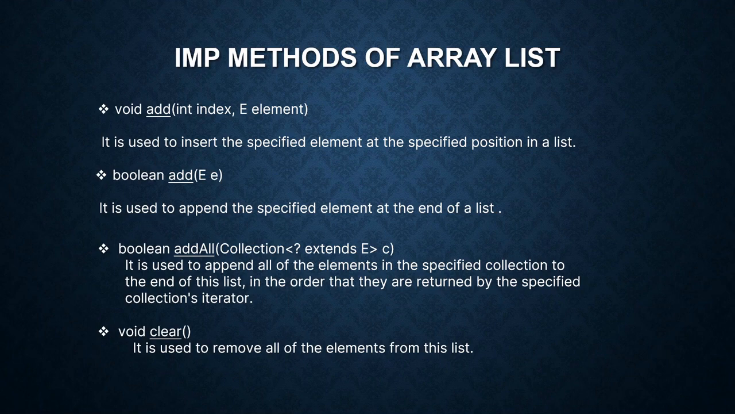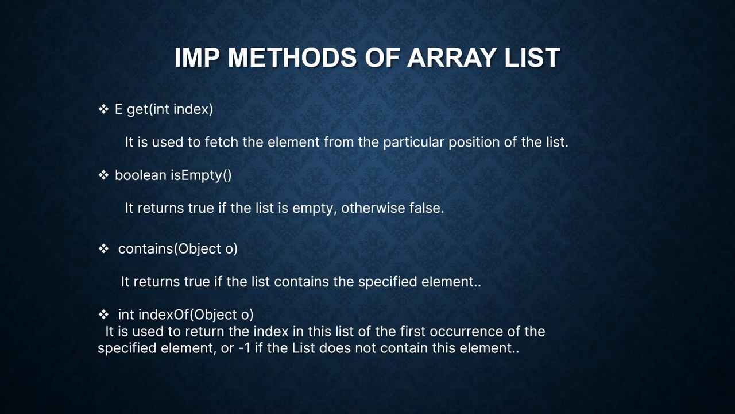And the next, boolean addAll. If you want to add a collection into one more collection, you can use this method addAll. It is used to append all the elements in the specified collection to the end of the list in the order that they are returned by the specified collection's iterator. And next, void clear. It is used to remove all the elements from the list. If you want to clear all the elements, you can use the clear method.